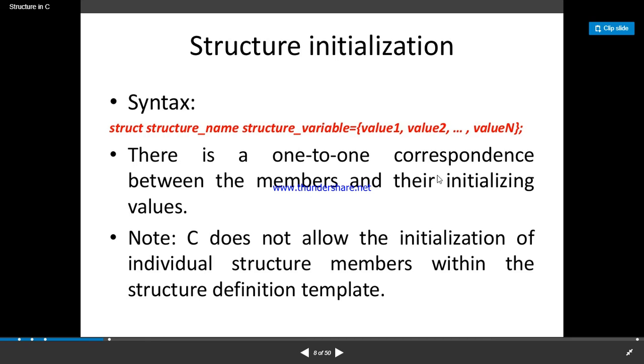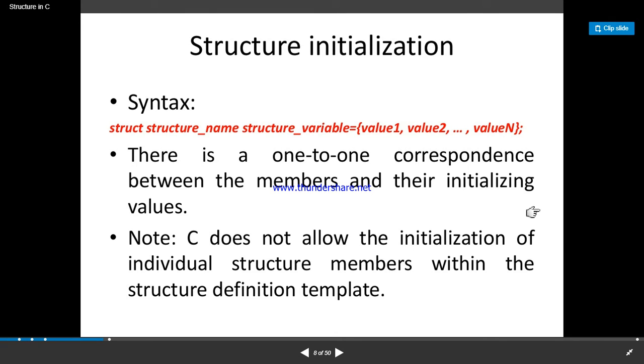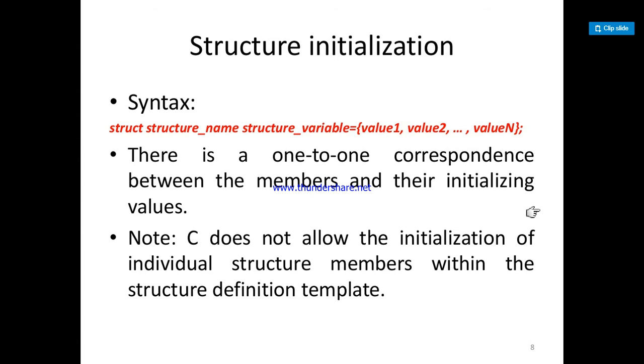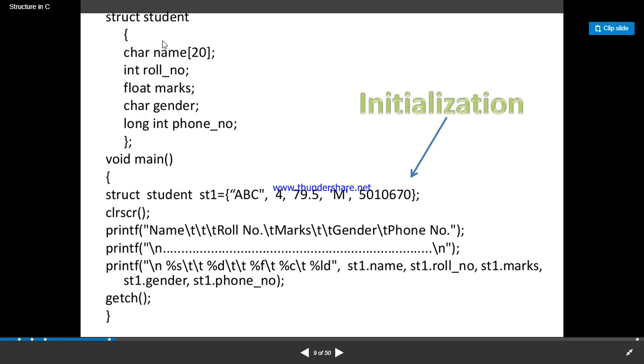Here a one-to-one correspondence exists between the member and the initializing value. That is, we can initialize one value to one structure member at a time. It does not allow the initialization of individual structure members within the structure definition template. Here this is the example program. There is a structure. Here we declare the structure and then void main.